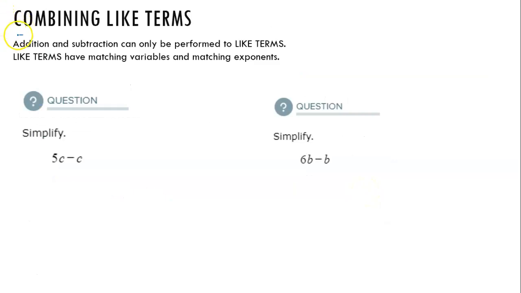All right, new topic, combining like terms. Addition and subtraction can only be performed to like terms. So you need to write this down. Addition and subtraction you can abbreviate with plus and minus. Addition and subtraction can only be performed to like terms. Don't forget that like terms have matching variables and matching exponents. You might want to write yourself a note for that if you think that you'll need it.